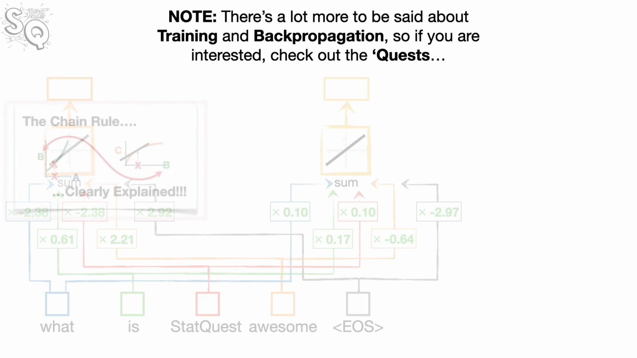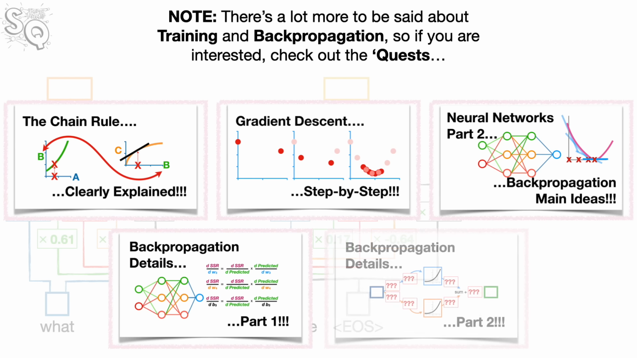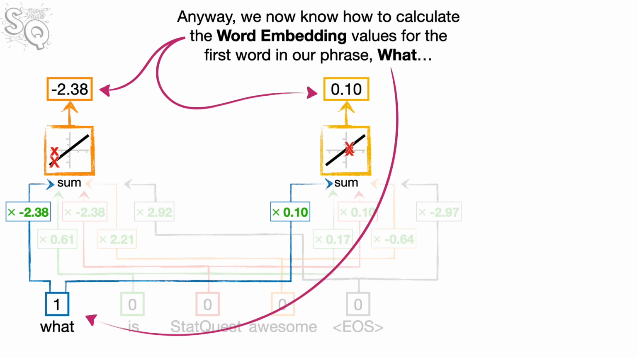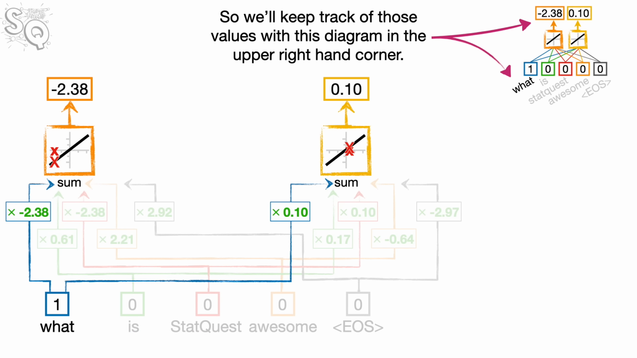Bam! Note, there's a lot more to be said about training and backpropagation, so if you're interested, check out the quests. Anyway, we now know how to calculate the word embedding values for the first word in our phrase, what. So we'll keep track of those values with this diagram in the upper right-hand corner.